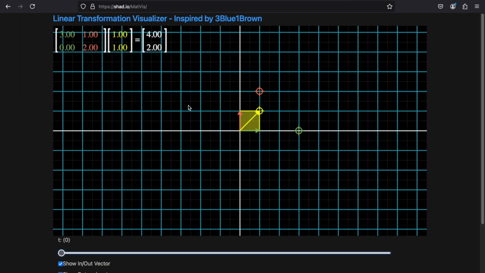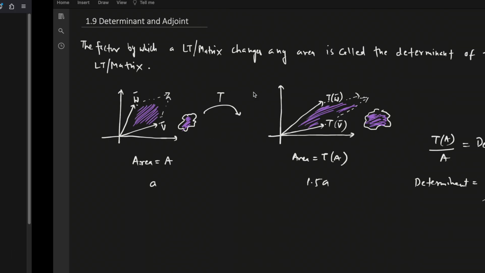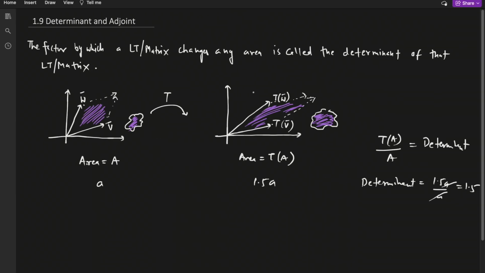Okay, and we can also see the determinant. So how do we calculate the determinant? We multiply these two, 3 into 2, 6, minus 1 into 0, 0. So 6 minus 0, 6. So we can see that the determinant is 6. And we have seen visually here also that the factor by which the area is increased is 6 times. So this is what the determinant is. Okay, so I think you get the visual interpretation of determinant.